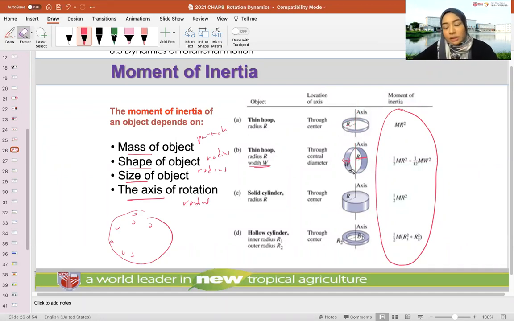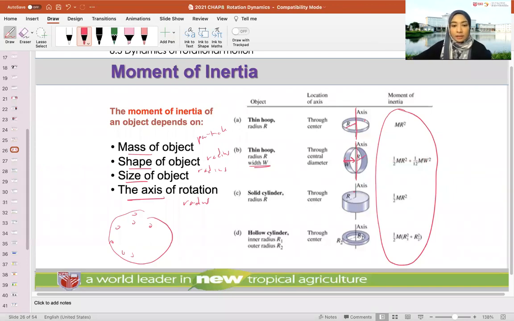Saya pun macam give up tengok benda ni, sebab macam banyaknya nak kena hafal. Tapi hafal lagi senang daripada integrate. So hafal lah kita. So this is our axis of rotation. This is our R. This is the width of this thin hoop, assuming that it has some width. Yang ni kita assume dia sangat-sangat nipis. Yang ni kita assume dia nipis tapi lebar dia ada. So it has some width. So 1/2 mr squared plus 1/12 mw squared.